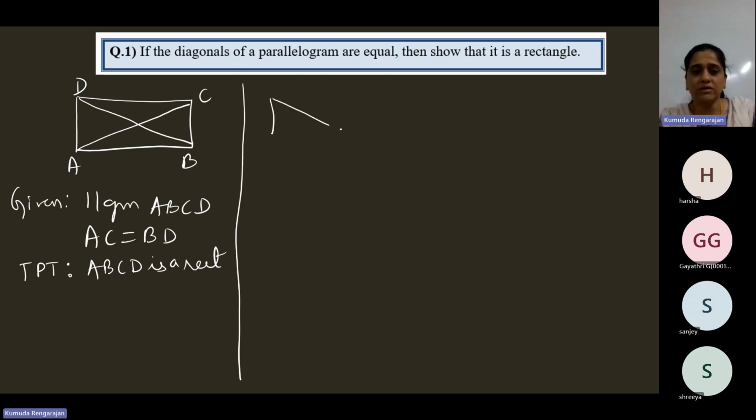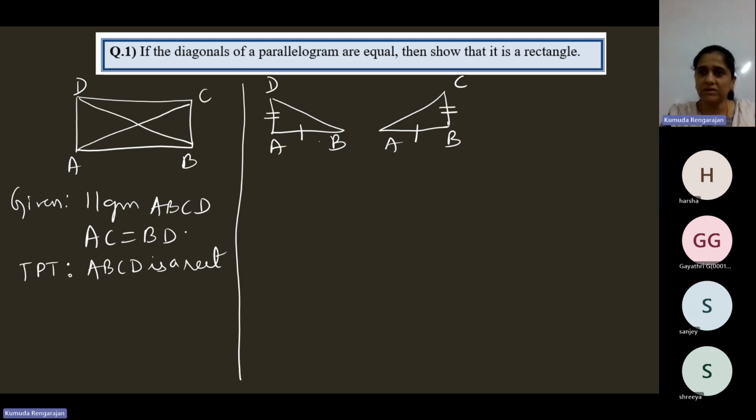So we need to take up this triangle and this triangle, which are called DAB and CAB. So in these two triangles, AB is equal to AB, common side. DA is equal to BC or CB because in a parallelogram, opposite sides are equal. DB is equal to AC, given. Diagonals are equal, given. So by the SSS rule, the two triangles are congruent. Should name the triangles in the correct order. Okay. By CPCT, this angle 1 is equal to this angle 2.